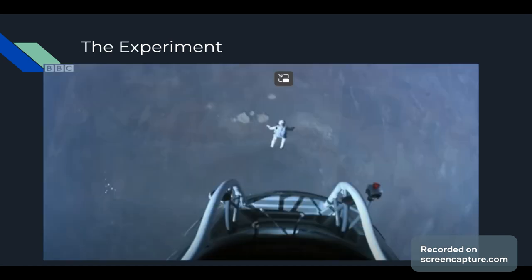So the experiment: in 2012, Felix Baumgartner jumped out of a capsule 39,000 meters above the surface of the Earth, and he fell in free fall for 260 seconds before he opened a parachute and glided to the surface of the Earth. He reached a velocity of 377 meters per second, exceeding the speed of sound, and was the first person or object to do that without an engine.